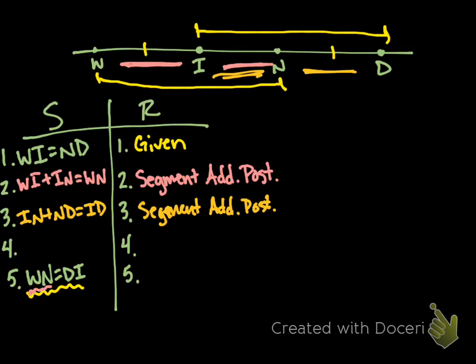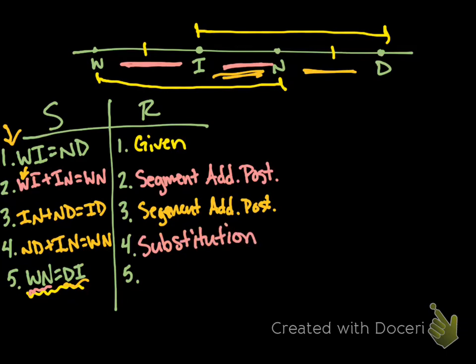Okay. So now you might ask, well, how in the world are we supposed to get our WN equals DI from the information we just wrote down? This is where our given comes into play a little bit right here. Okay. We can substitute WI in right here and say ND plus IN equals WN. Reason, substitution. Sorry, I switched colors before I wrote that down.